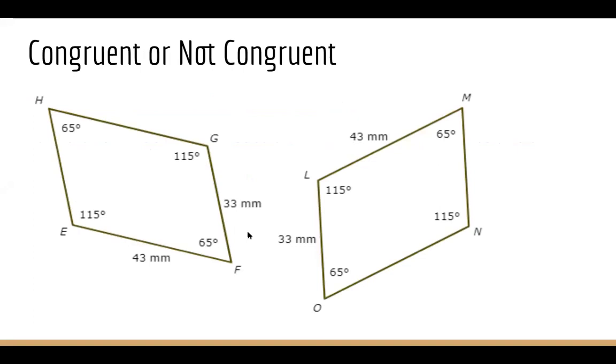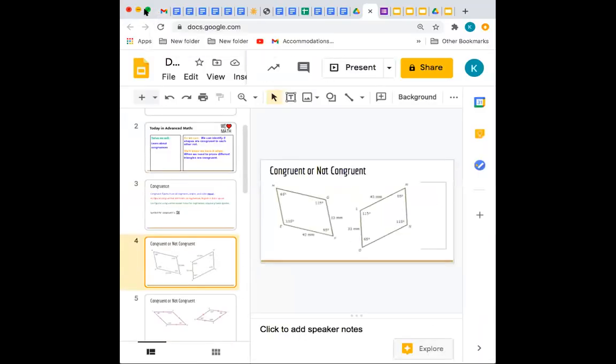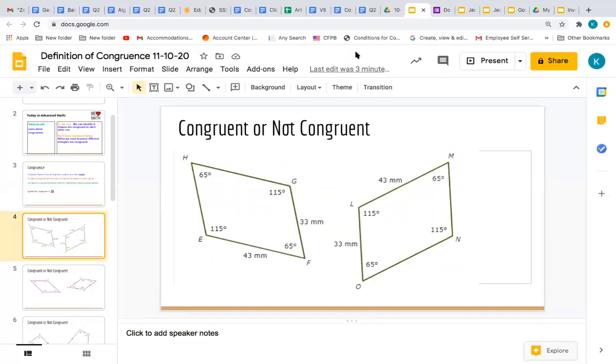Let's see these two quadrilaterals. Are they congruent? Take some time and think about it, if they are congruent or not. Did you guys find out? Let's see, how does it work?